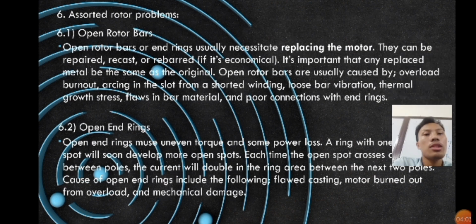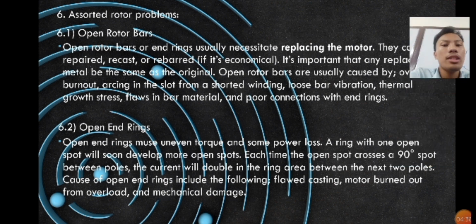Sixth, the assorted rotor problems. Now, we all know that assorted rotor problems consist of 5 rotor problems. First is the open rotor bars. Open rotor bars or end rings usually necessitate replacing the motor. They can be repaired, recast, or rebarred if it is economical. It's important that any replaced metal be the same as the original. Open rotor bars are usually caused by overload burnout, arcing in the slot from the shorted winding, loose bar vibration, thermal growth stress, flaws in bar material, and poor connections with end rings.